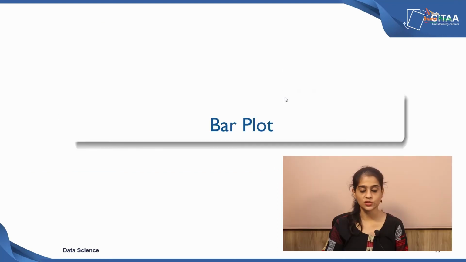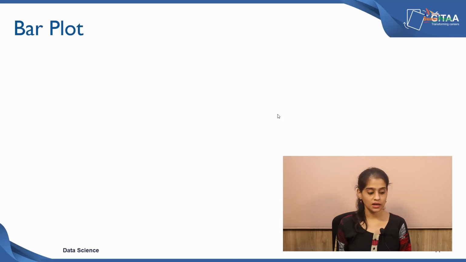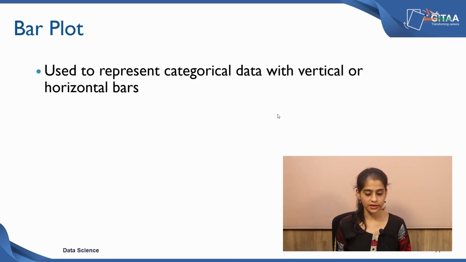Now let's see how to generate the bar plot using the ggplot2 package. A bar plot is used to represent categorical data. Just like how we use a histogram to represent numerical data, we are going to use a bar plot for categorical data. So this is the primary difference between a bar plot and a histogram. A histogram is used to represent the distribution of numerical data, whereas a bar plot is used to represent the frequency distribution for categorical data.